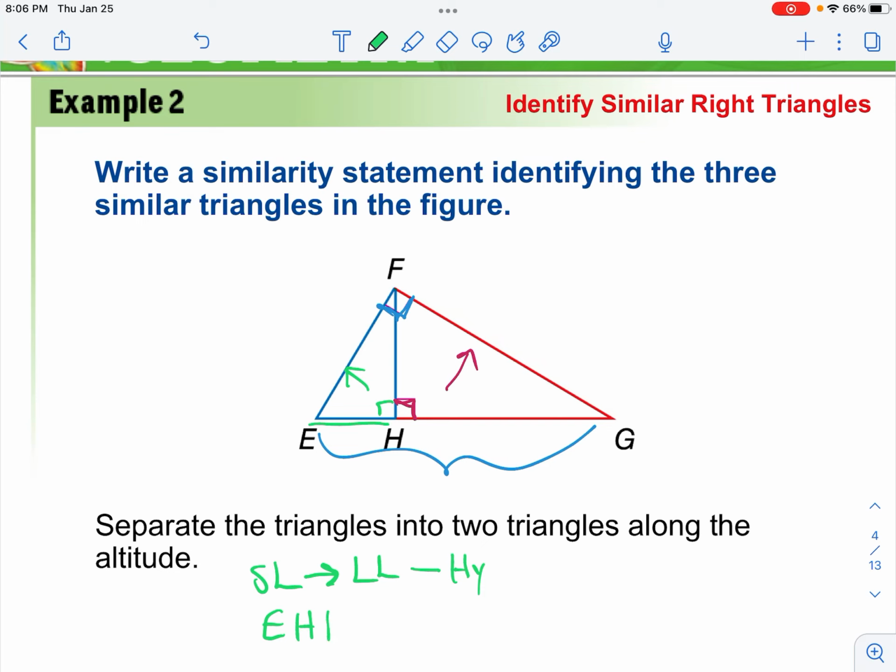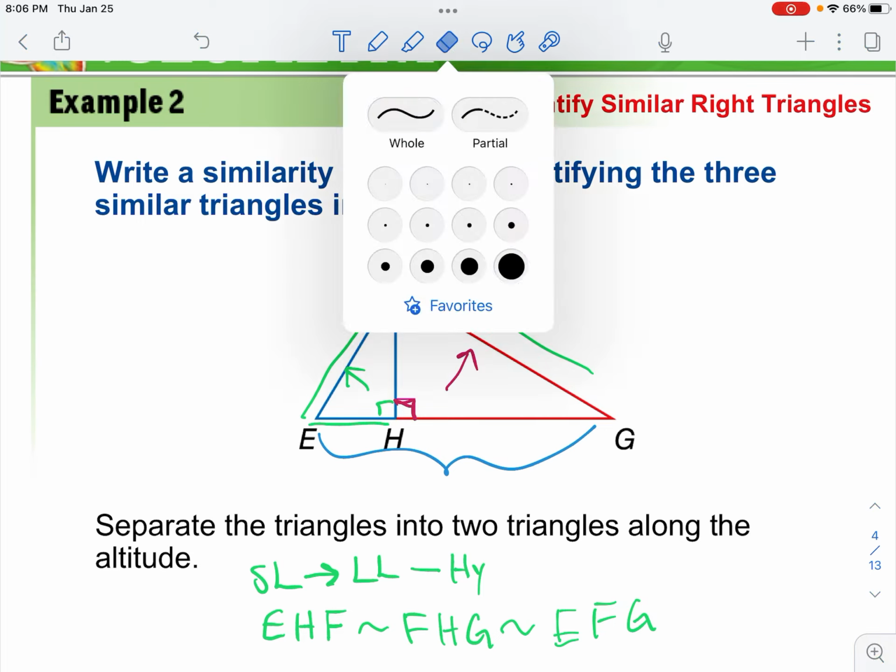E, H, then F. That's the little triangle. Now if I go on to the red triangle, same thing. I want to go short leg, long leg, and then to the hypotenuse. So I'm going F, H, G. These are similar. And if I go to the giant one, I'm going here, short leg, long leg, hypotenuse. So that one is E, F, G. So it's just a matter of finding the ways to identify your similar triangles.